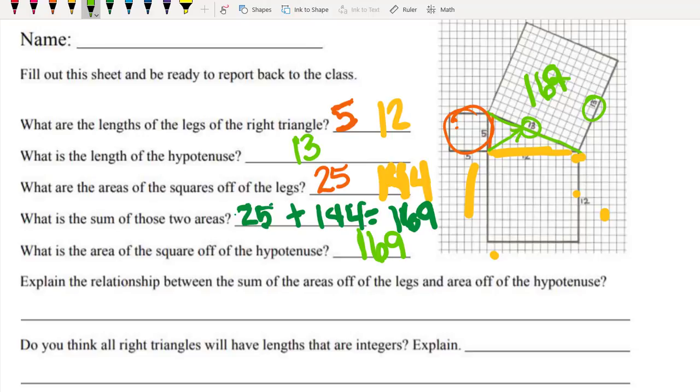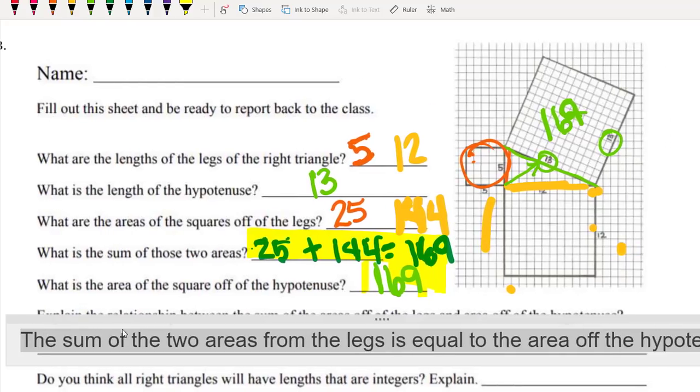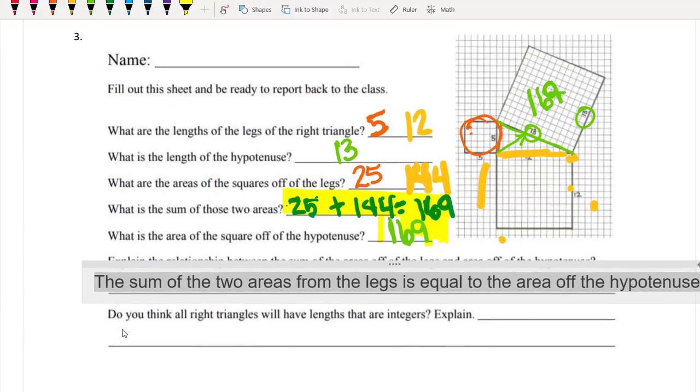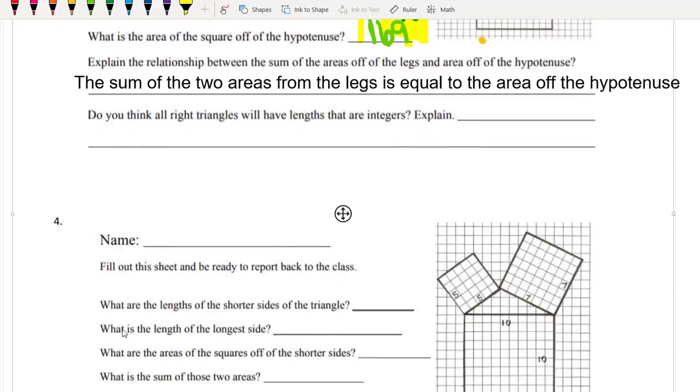Explain the relationship between the sum of the areas off of the legs and the area off of the hypotenuse. So what is the relationship between this and this? The sum of the two areas from the legs is equal to the area off of the hypotenuse. Okay.